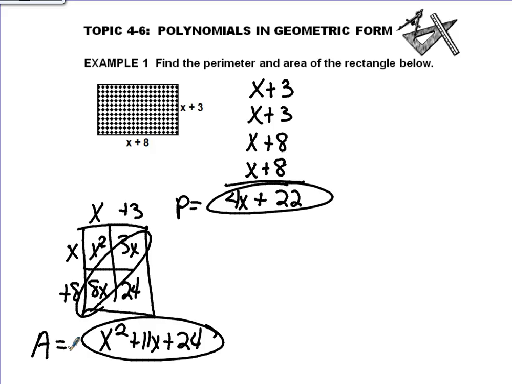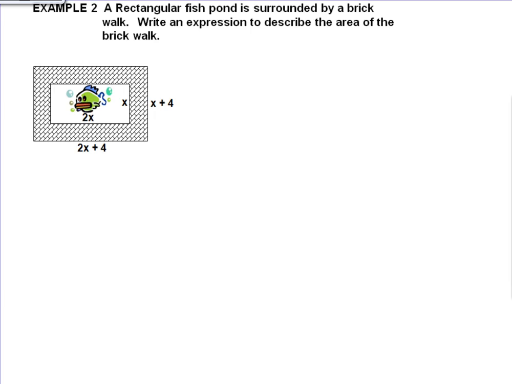Okay, let's check the next example. This one's a little bit tougher, but it's stuff that we've done. All we have to do is use the picture to tell us the story of what to do. So we're talking about a fish pond, and it's surrounded by a brick wall. We need to find the area of this brick wall.